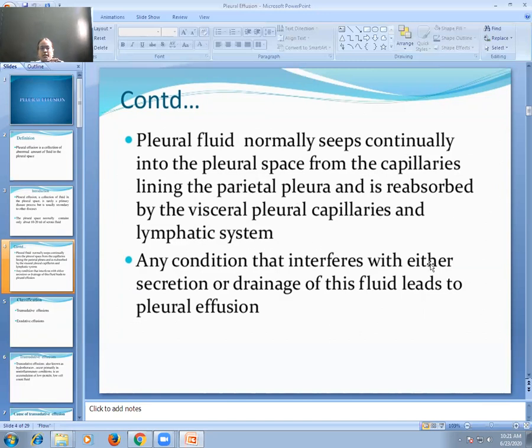So any condition that interferes with either the secretion, means production, or the drainage, means removal of the fluid, leads to pleural effusion. Either there is excessive secretion, or there is a problem with the drainage or removal. Anything which disturbs the balance of secretion and drainage leads to pleural effusion.